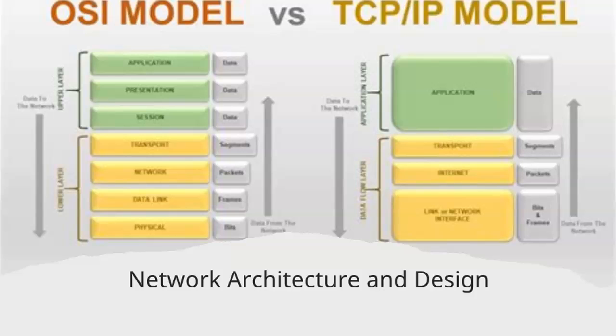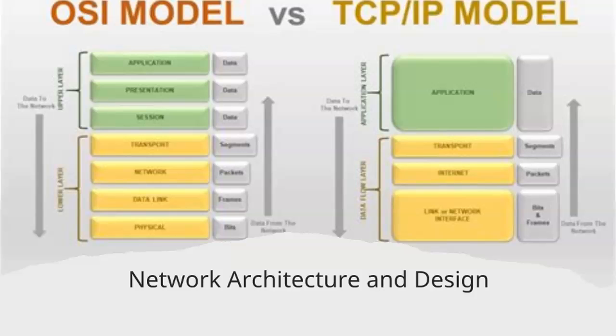The most prominent models are the OSI (Open Systems Interconnection) model and the TCP/IP (Transmission Control Protocol/Internet Protocol) model. These models play a crucial role in ensuring network efficiency and security by standardizing network communication and aiding in troubleshooting.